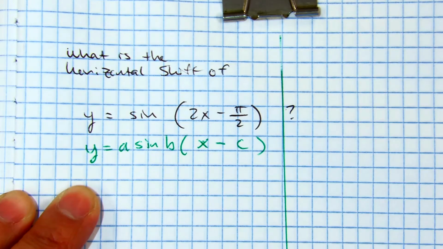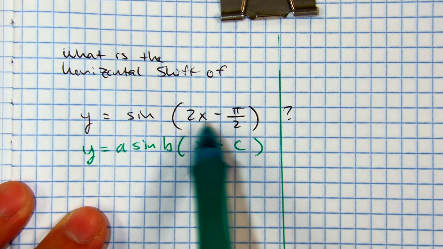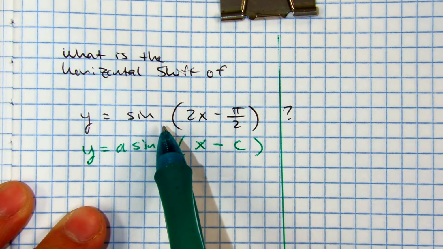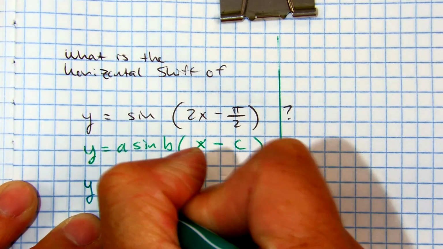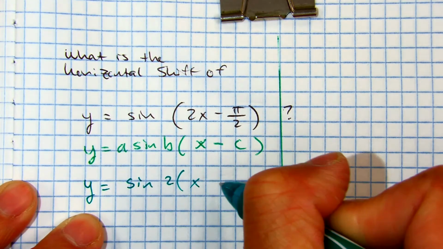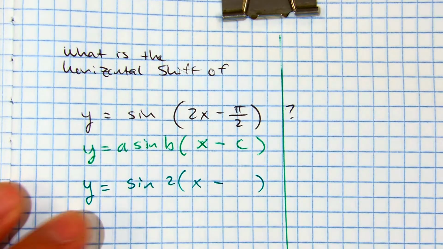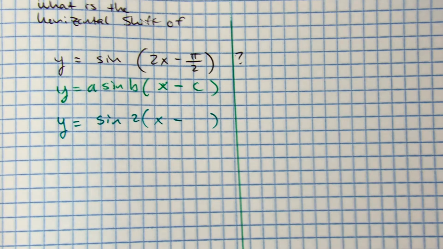Raise your hand if you have C value to be pi over 2. Class, what does GCF stand for? Okay, I don't have a B value, and so I'm going to factor out a 2. Y equals sine 2 times x minus something.